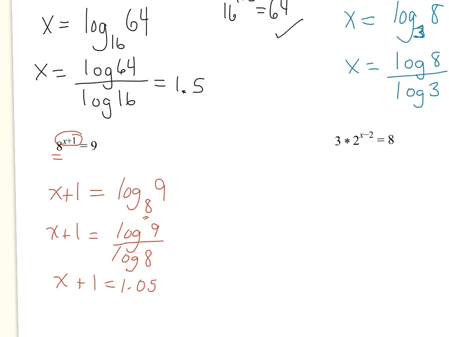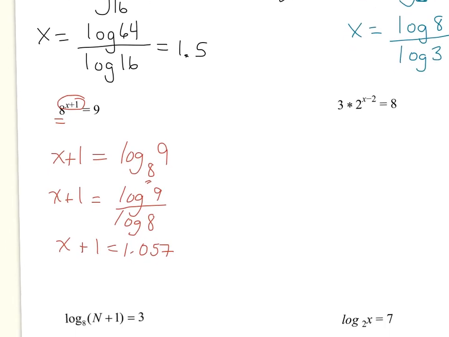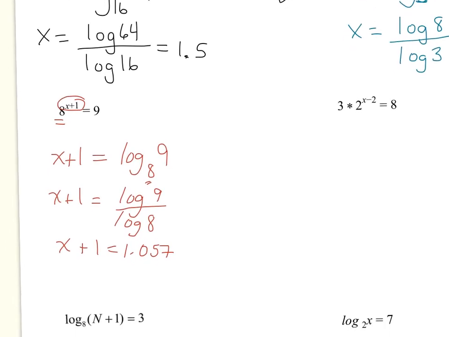So what I get is x plus 1 equals 1.057. So now we don't have x by itself. We have this 1, so I can simply subtract 1 from both sides to solve for x. So x equals 0.057.